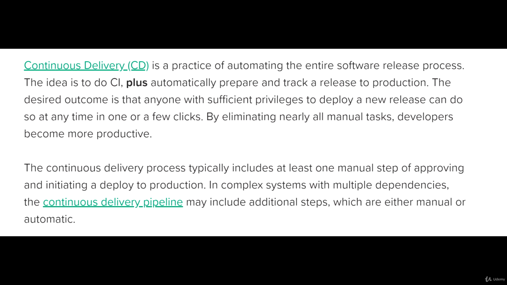By eliminating nearly all manual tasks, developers become more productive. The continuous delivery process typically includes at least one manual step of approving and initiating a deploy to production. In complex systems with multiple dependencies, the continuous delivery pipeline may include additional steps which are either manual or automatic.